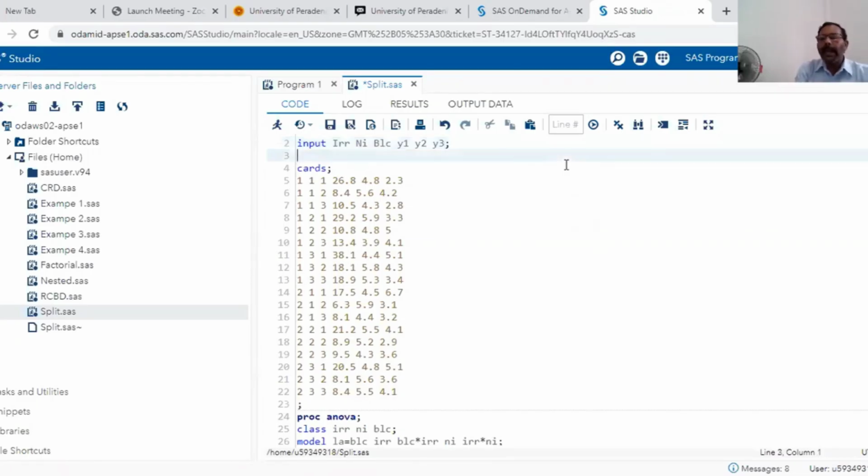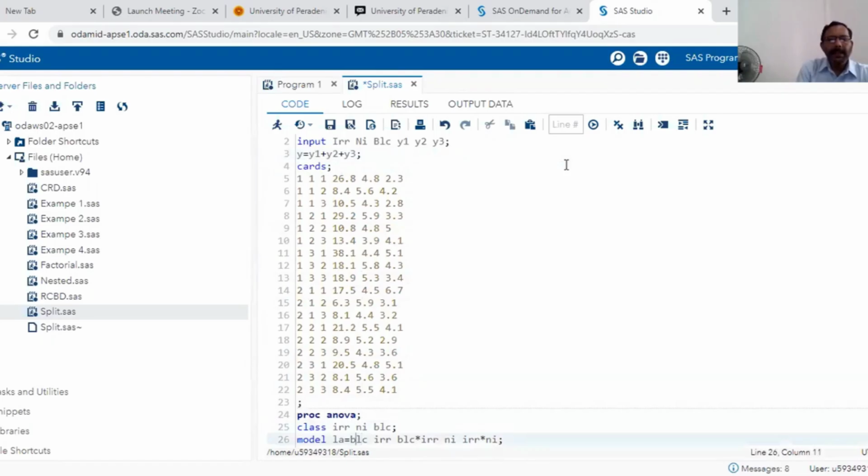Now, if I want to add all these picks, I say simply y is equal to y1 plus y2 plus y3. Got it? Then in the analysis, if I want to do the effect after combining everything, I simply say y. Do you understand? So all these pickings, in crops, this is one example. We can add the pickings.